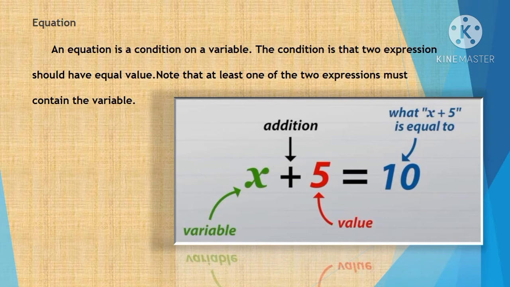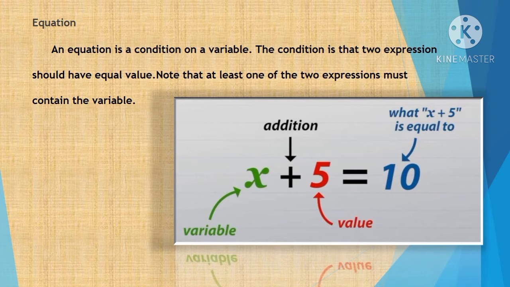In this chapter, you are going to study equations: what an equation is and how to solve an equation. These are the basic things you are going to learn. So what is an equation, children? Can you see here? I have given an example, written in a box. What is this? x plus 5 is equal to 10. This is known as an equation.